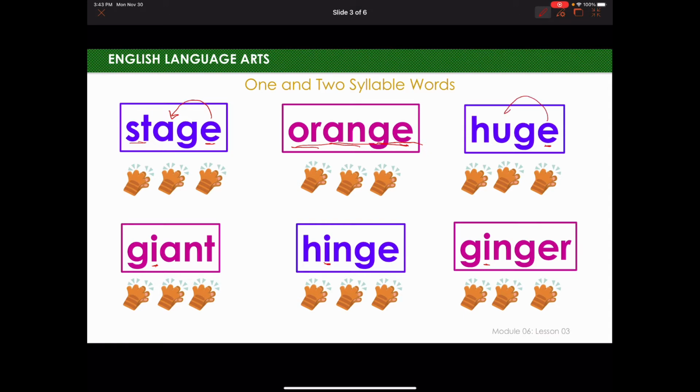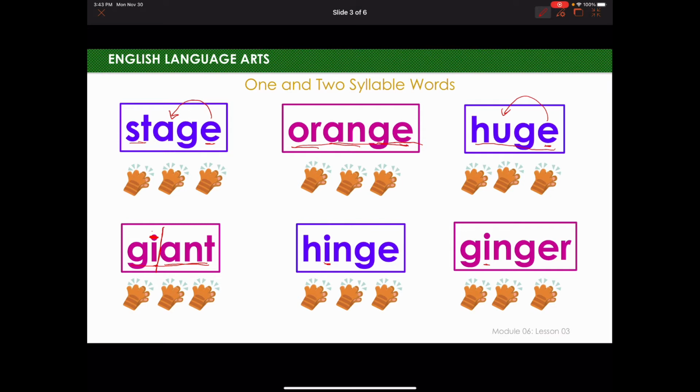Okay, bossy E makes the U say its name, so it says ooh, ooh, ooh. Or you. Huge. Okay, next we have, if we split this into syllables like this, if I have a syllable that ends with a vowel like A, E, I, O, or U, that means that it's going to be a long vowel sound. So this is going to be J, I, ant, giant, like from Jack and the Beanstalk.